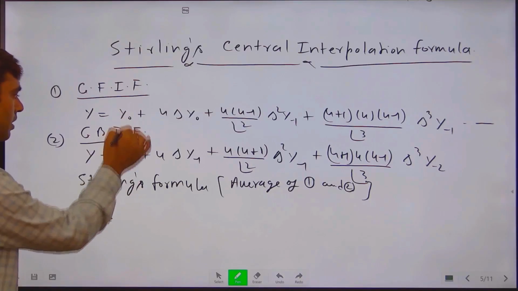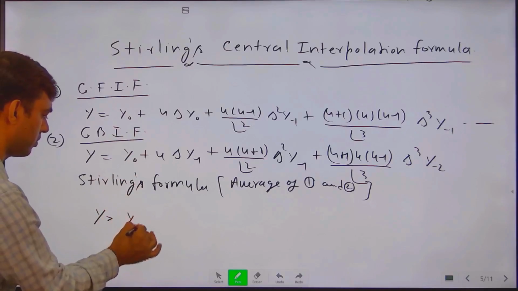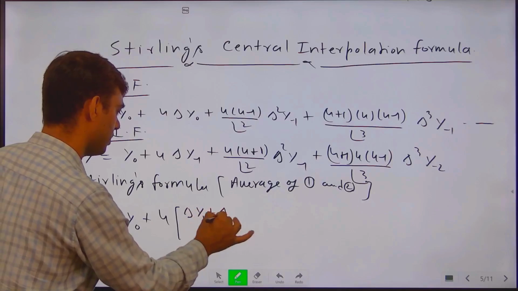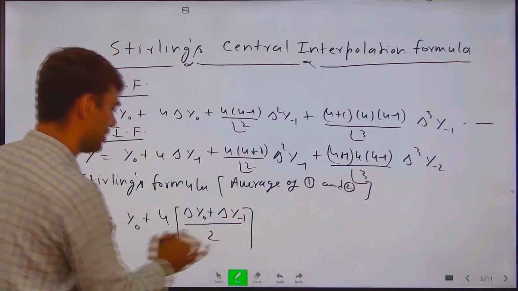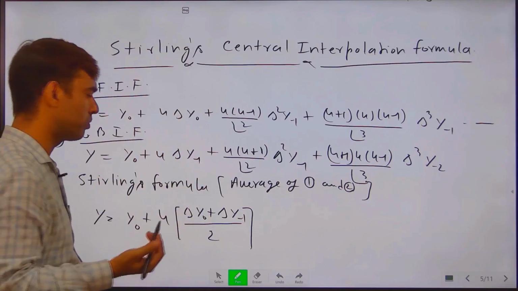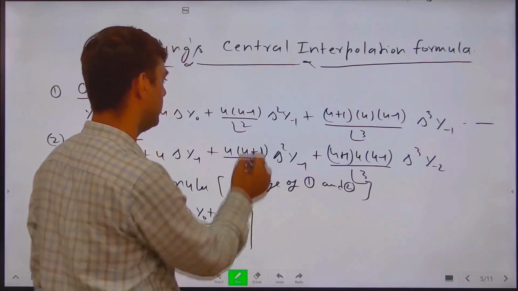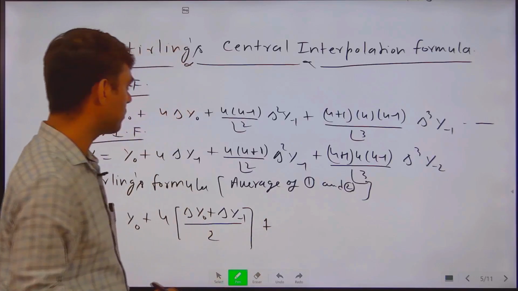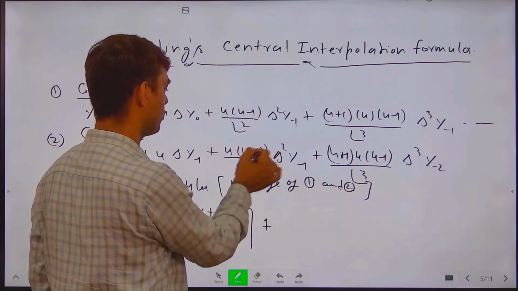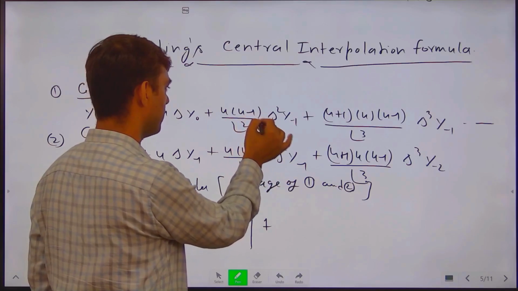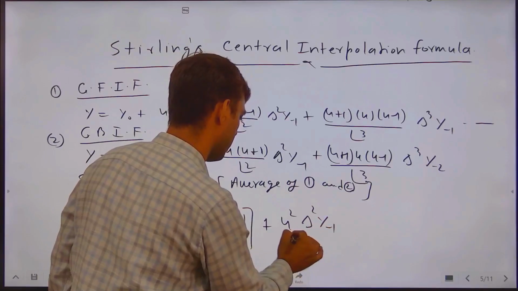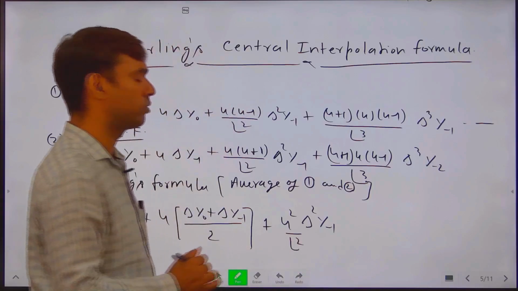y equals y 0 plus, the average of y 0 and y 0 by 2, this one is y 0, plus here u times, inside the bracket, del y 0 plus del y minus 1 divided by 2. This is the second term, meaning the first and second divided by 2, the average of the first and second. So what is the next term? The next term, if we add these terms, the value is u square plus u, minus u square plus 1... so u square and u cancel out, so this one is u square del 2 y minus 1 upon factorial 2.